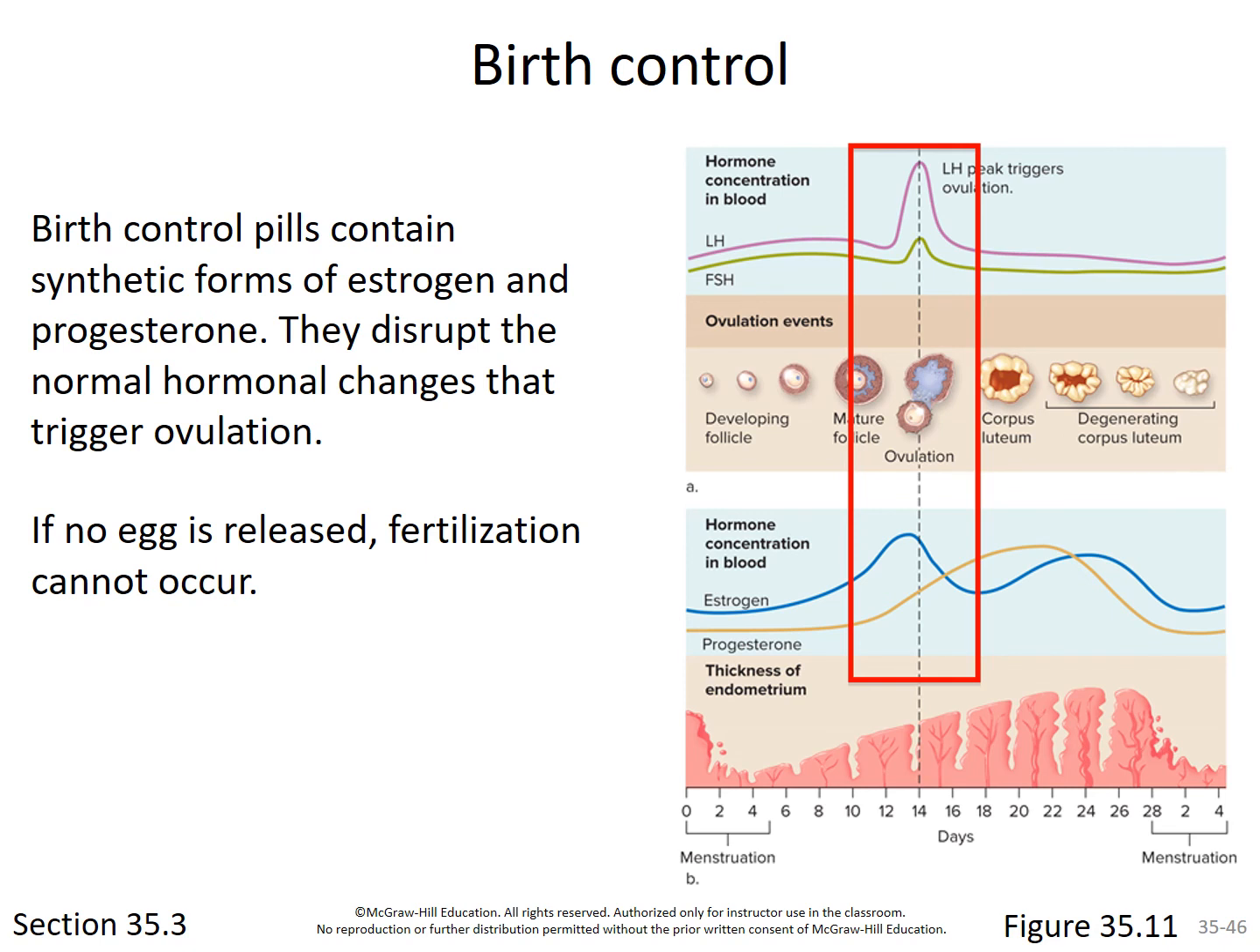Now, birth control pills contain synthetic forms of estrogen and progesterone. So this says they disrupt normal hormonal changes that trigger ovulation. What they basically do is they mimic a state of pregnancy. They mimic a state of pregnancy hormonally, and because it's being mimicked, there's not a second ovulation event. So if there's no ovulation, there's no egg release, and fertilization can't occur. And this is the reason why hormonal birth control tends to be extremely effective.